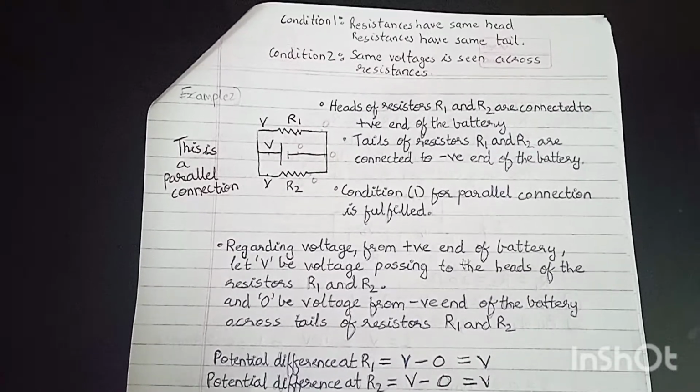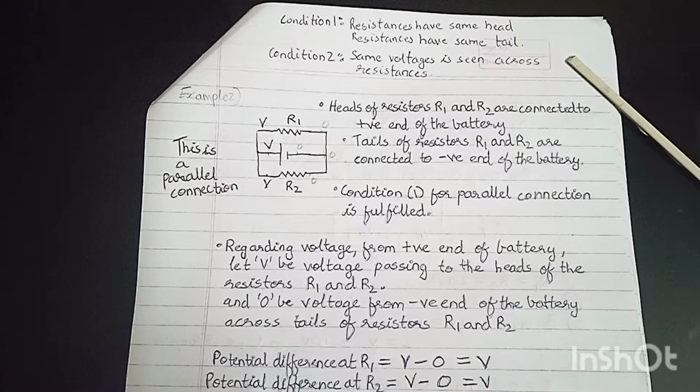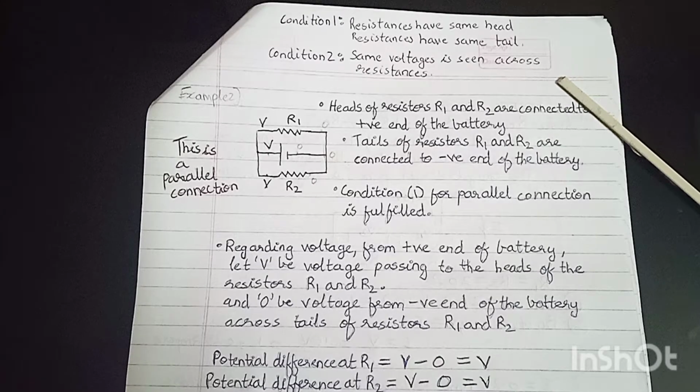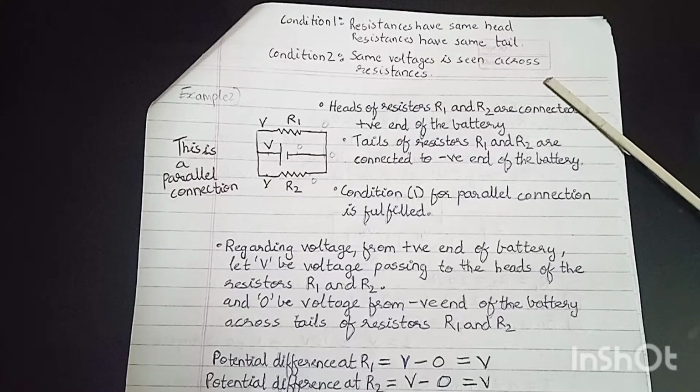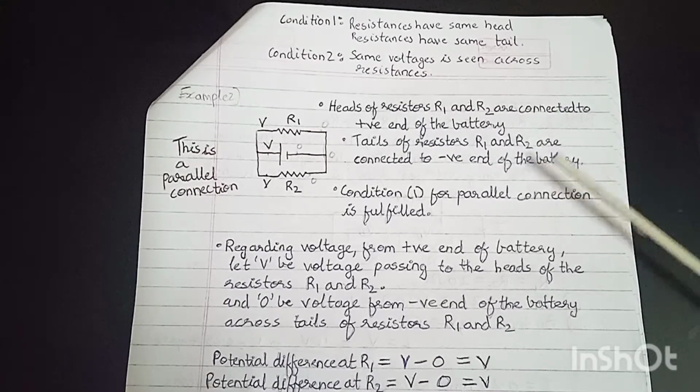Students, previously we had studied two conditions for parallel resistors. The first condition was that the resistances have the same head and the same tail. The second condition was that the same voltage is seen across the resistances. Now we will be solving examples so that we can deeply understand what parallel resistance is.